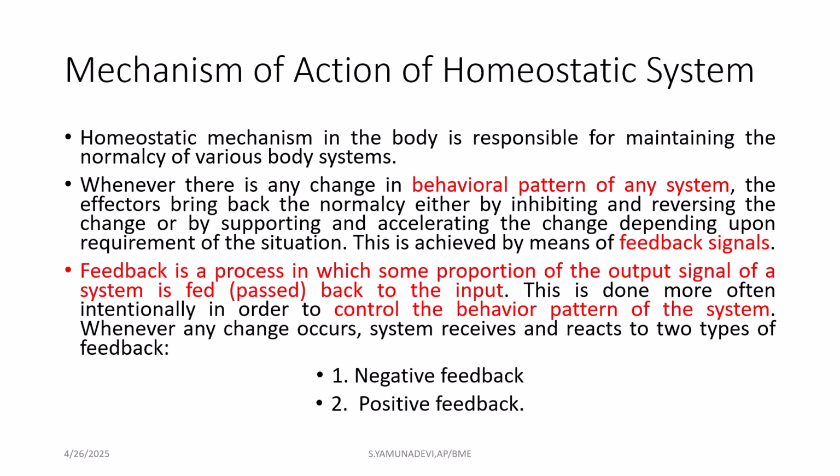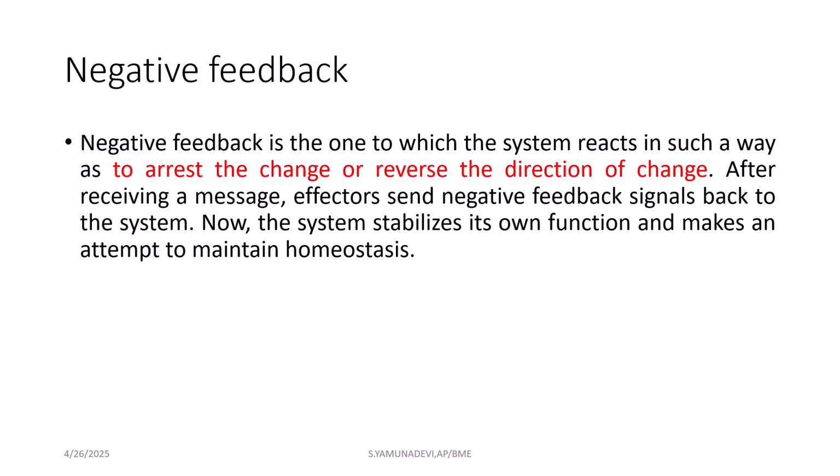Feedback is a process in which a proportion of the output signal of a system is passed back to the input. This is often done intentionally in order to control the behavioral pattern of the system. There are two types of feedback, negative and positive feedback. Negative feedback systems help to maintain homeostasis, so here we will see about it.